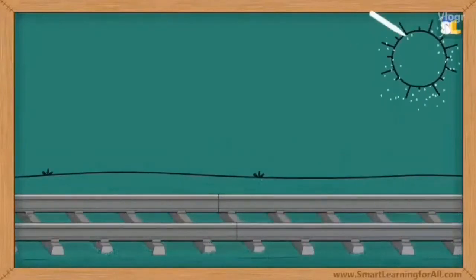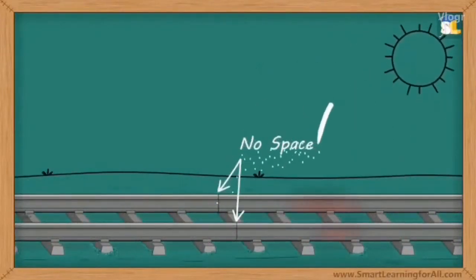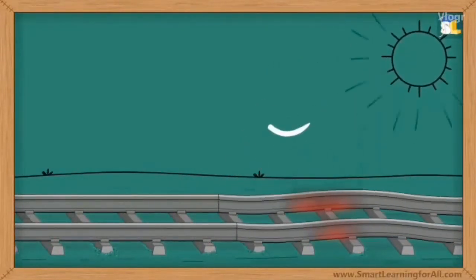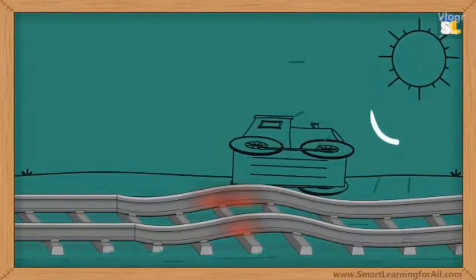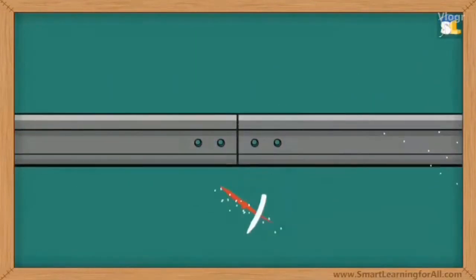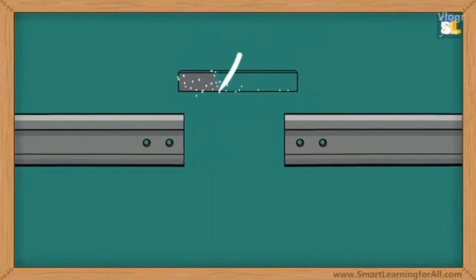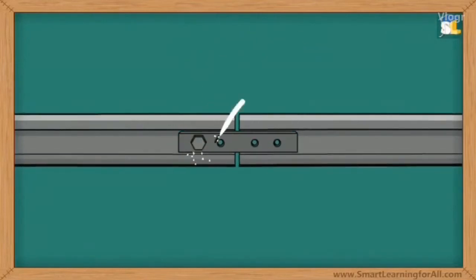When the rails are joined to one another without leaving any space for expansion, the rails bend due to thermal expansion and the train goes off the railway track. To avoid this, the rails are not joined together firmly. Instead, each rail is connected to the other in such a way that a small gap is left in between them.